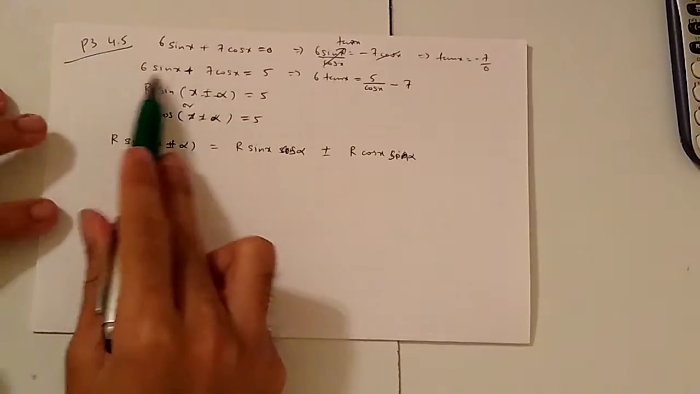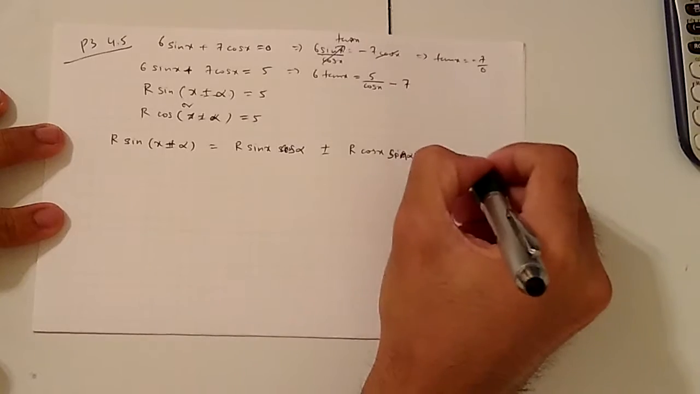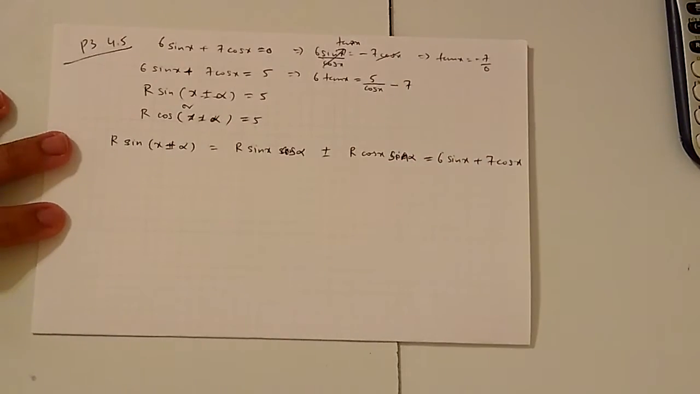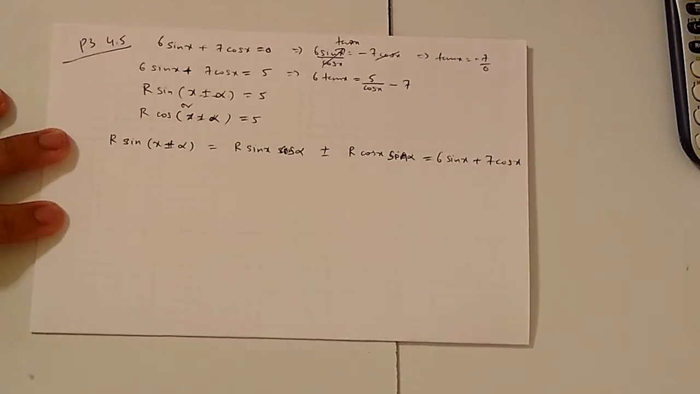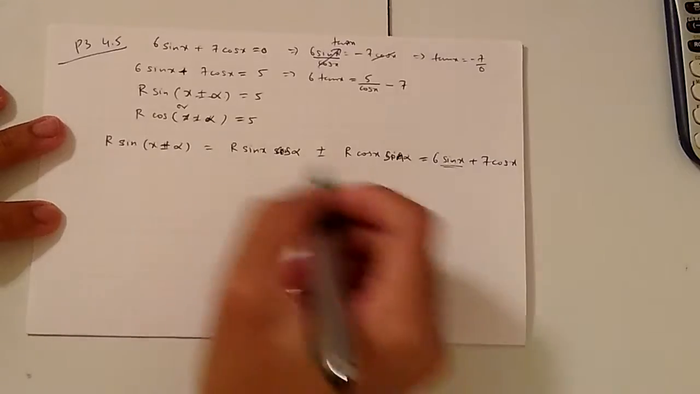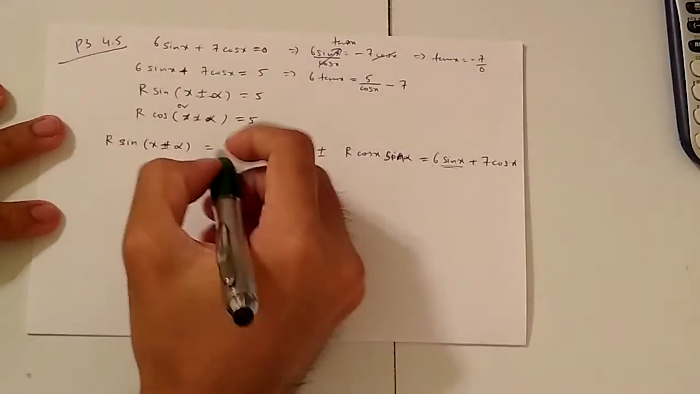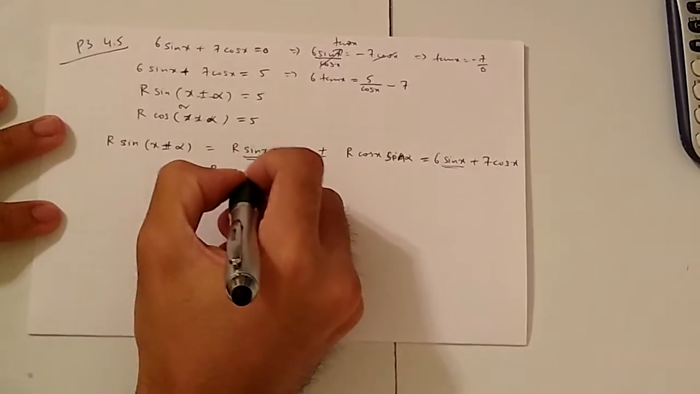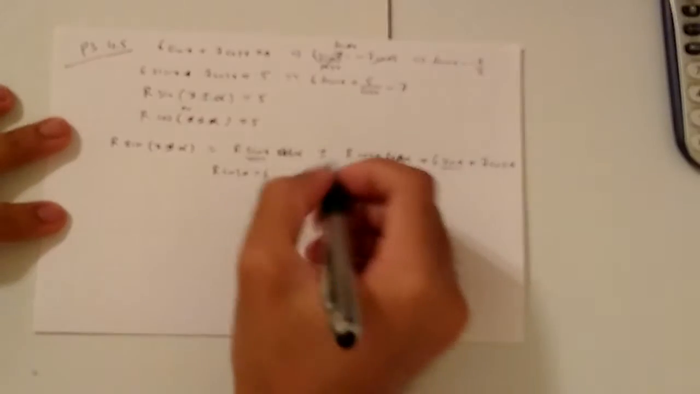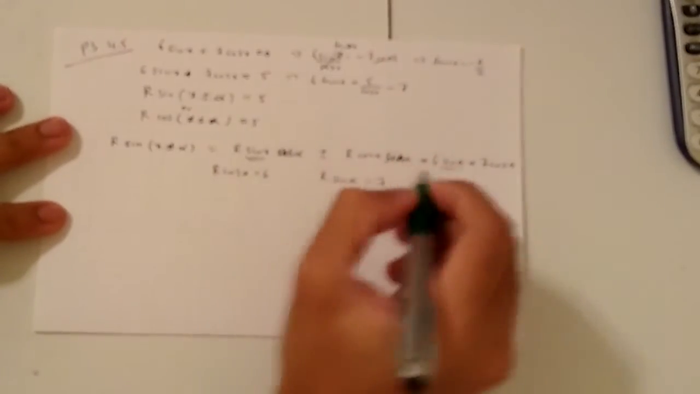In this case, we have 6 sine x plus 7 cos x. Then compare each of the coefficients separately. For the sine x, the 6 is therefore going to be equal to r cos alpha. So r cos alpha equals 6, and then r sine alpha for the second one is going to be equal to 7.